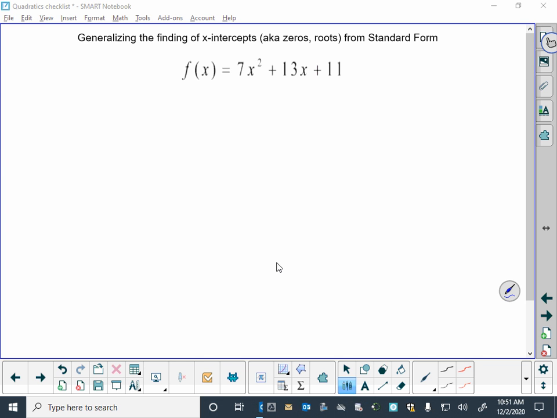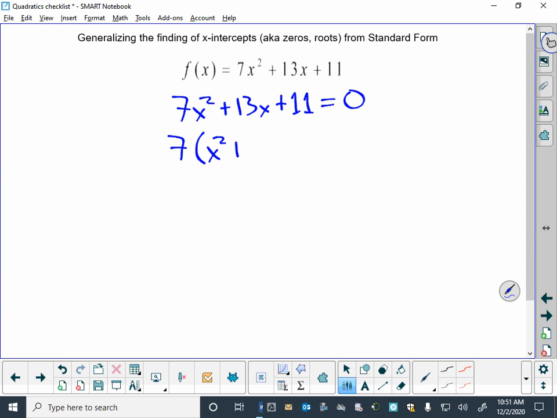The first step of the process here, if I'm going to try to find the x-intercepts, is that they always happen when the output is 0. So I'm going to take my equation here and set the output to 0. The process then was to get this into its vertex form and use an arrow diagram to solve from there. So the first step in getting to the vertex form is to get that 7 out of the way, which is going to leave us an x squared plus 13 over 7x, and then we'll kick this plus 11 out to the end and equal to 0.